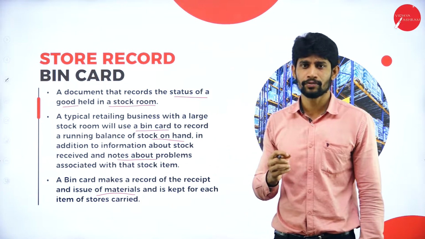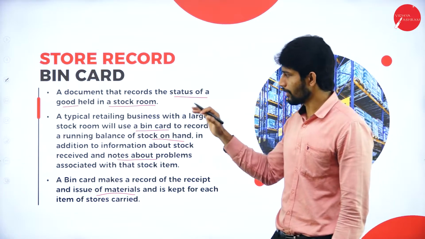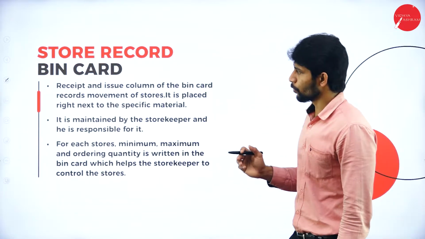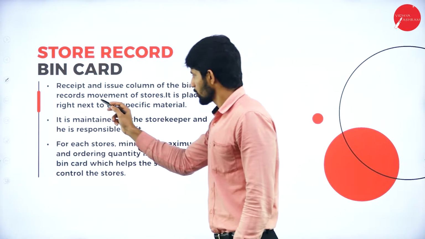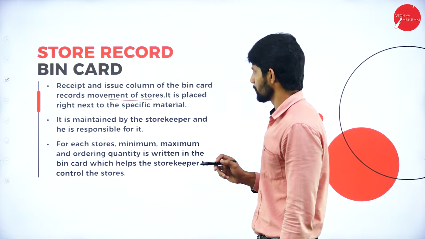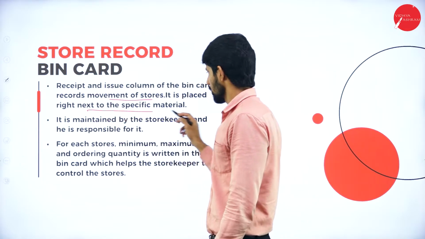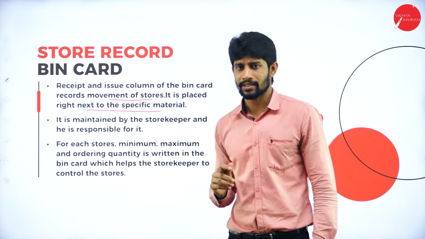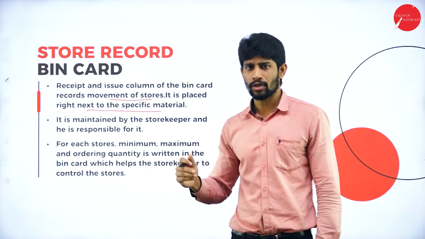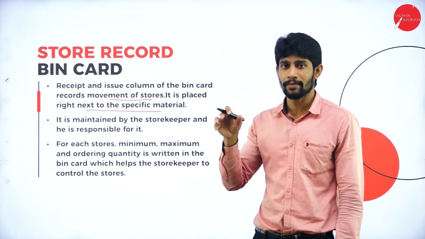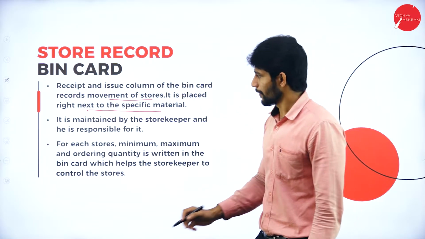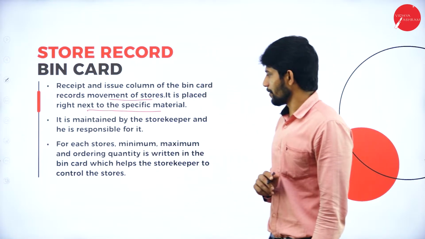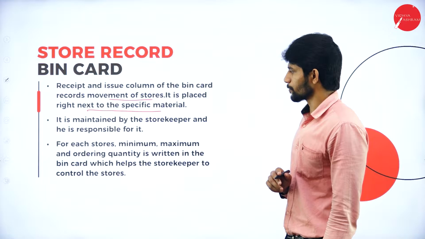So every piece of information will be mentioned in that particular bin card. Next, moving further, the receipt and issue column of the bin card records the movement of stores. It is placed right next to the specific material. Yes, so how many items we issued, how many items we purchased again of the same product. Every piece of information will be mentioned in the bin card.